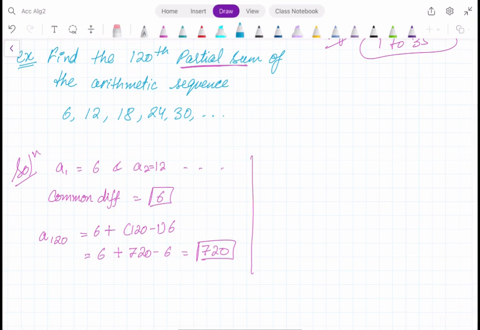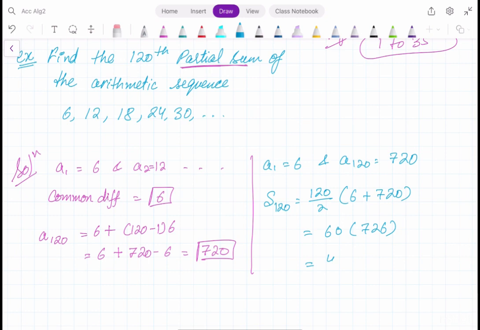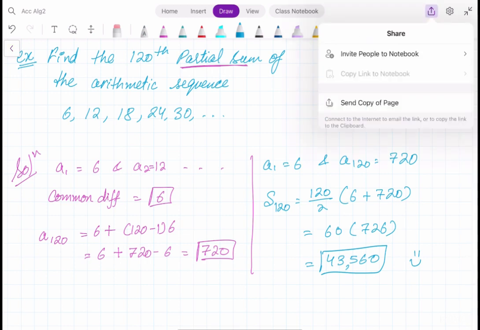Now they want the partial sum for the 120th term. That means I have the first term, which is 6, and the last term, for which we want to calculate the summation, is 720. So we can find the sum S120. N is 120 because it's the 120th term. So 120 divided by 2, times the sum of the first and the last. If you calculate it, you will get 60 times 726, multiply it out, and you will get your answer. Now, we started with the summation of the infinite, but we wanted the partial sum.